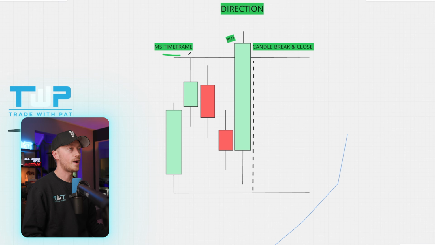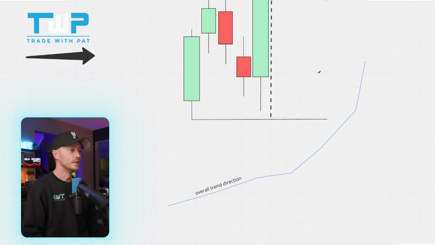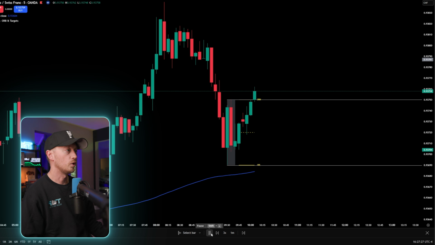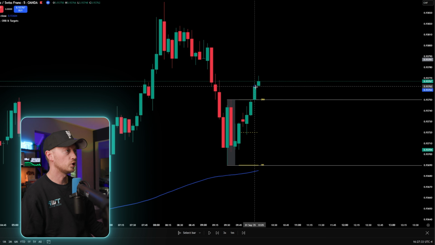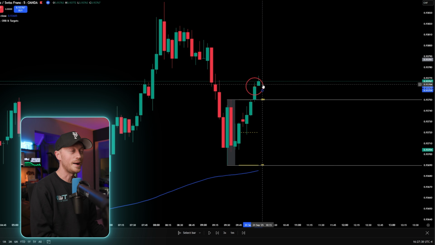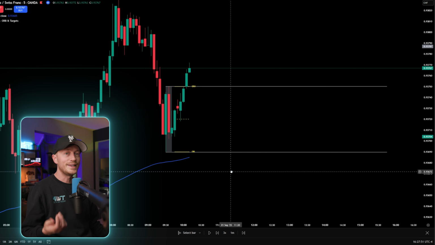We're still on that M5 time frame. We're watching the price. Look, price breaks out the top and the candle closes. That tells us we want to buy. We want this to be in line with the overall trend direction too. So this is exactly what we're watching now. Are we going to get a price break and close above the range right there? That tells us we're looking for buys. But where are we going to get into the trade?